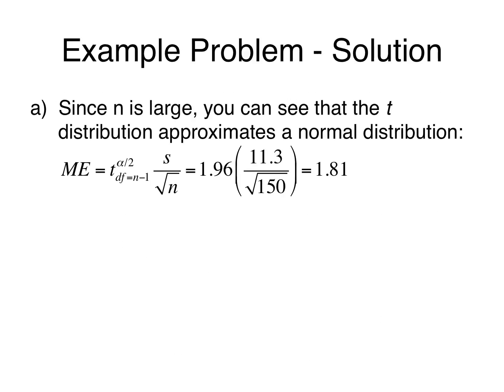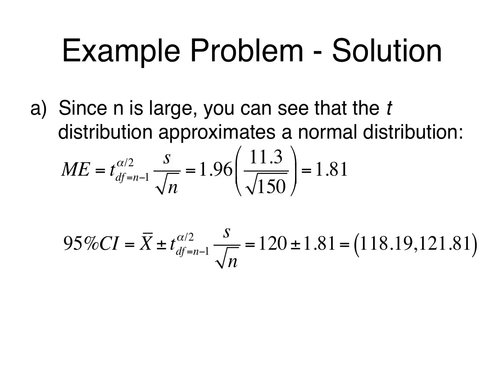Since our sample size is large, the t-distribution approximates a normal distribution, and we can use a t-value of 1.96. As you'll recall from our t-table, a t-score of 1.96 gives us 2.5% in each tail of our distribution, which is what we want with a 95% confidence interval. Our sample standard deviation is 11.3, and our sample size is 150. So if we plug this into our formula, we get a margin of error of 1.81.